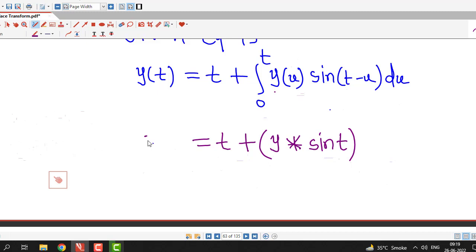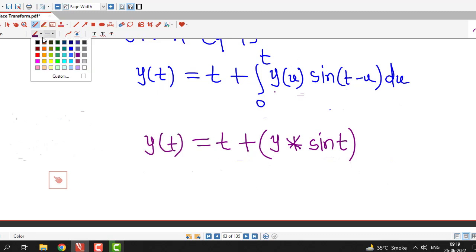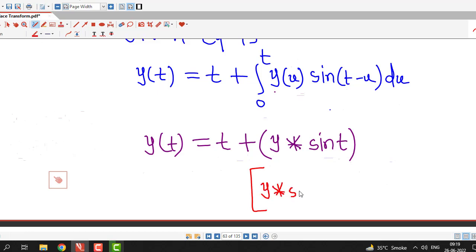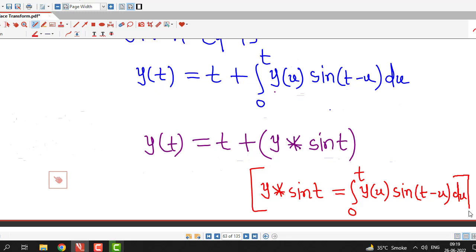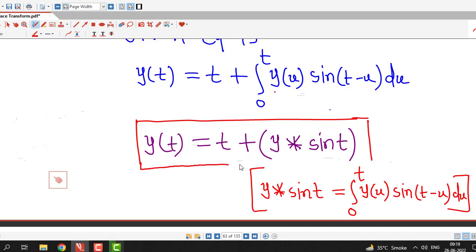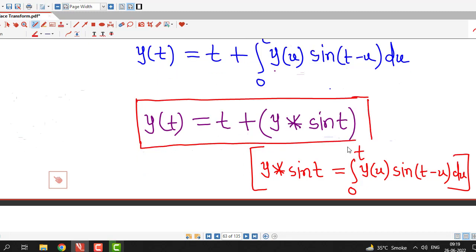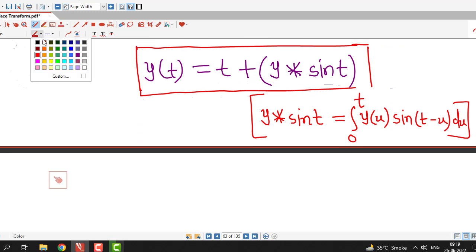And we can mention in the bracket also that we are using this definition. By the definition of convolution, y star sin t equal to integral from 0 to t y of u sin of t minus u du. So this is the first step: express the integral of the integral equation in terms of convolution. In the next step, we will take Laplace transform on both sides of this equation.